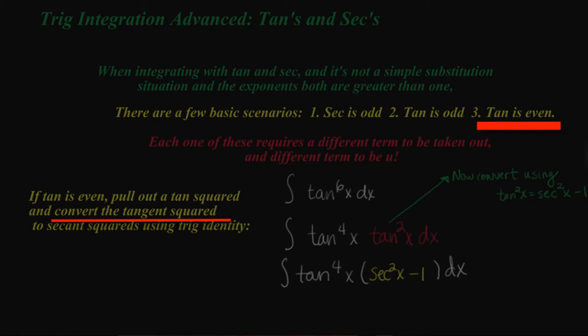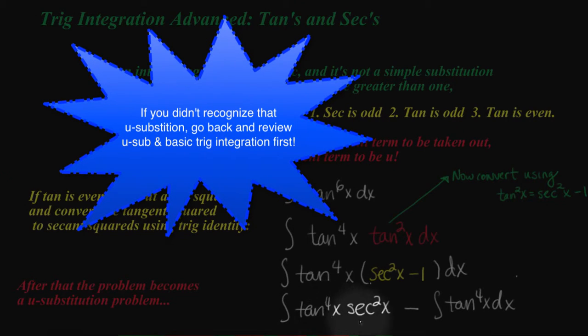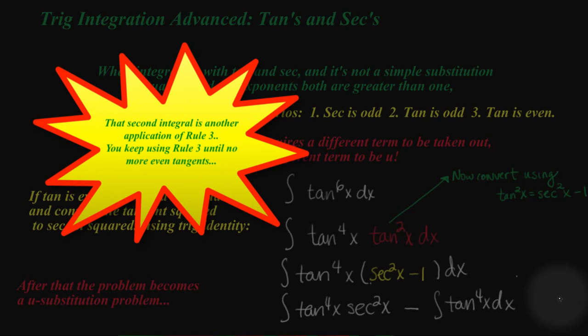Now at this point, you can distribute through and create 2 separate integrals. The first one, hopefully you can see that as a u substitution, where u equals tangent and du is secant squared. But guess what we're going to have to do again here? Tangent is even. So we're going to have to pull out a tan squared, do it one more time. Okay? We've got to keep going until there are no more tangents that are even left.